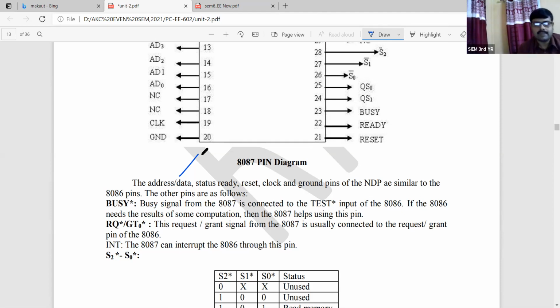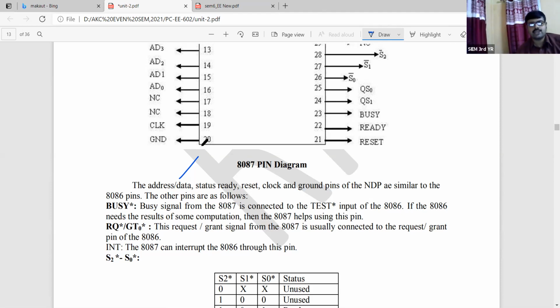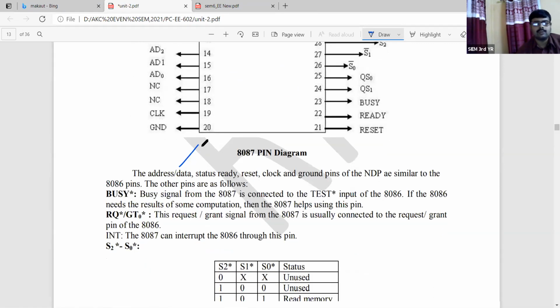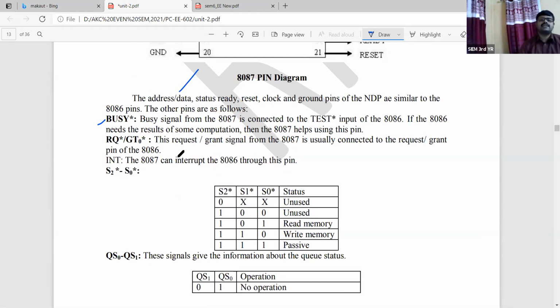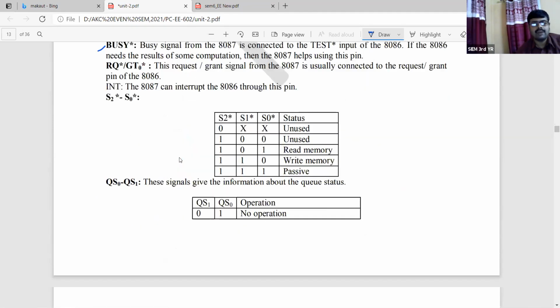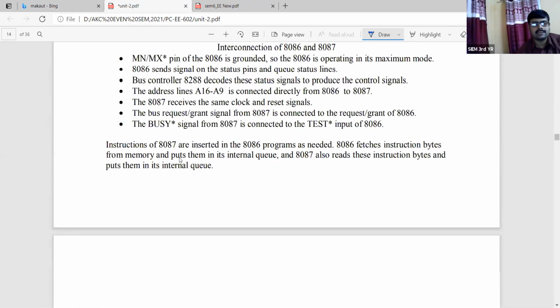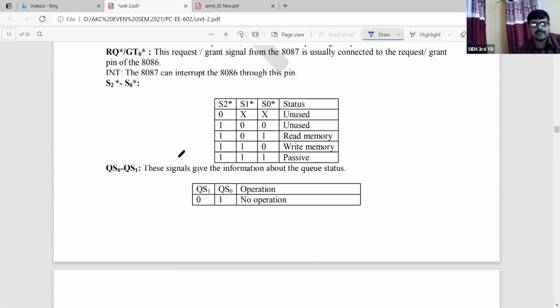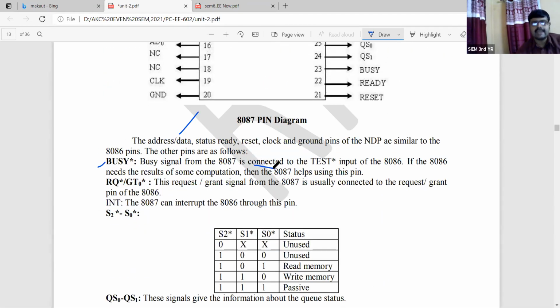The other pins, that means the extra pin configuration that we are getting, we will discuss now. So BUSY, the BUSY signal from the 8087 is connected to the test input of the 8086. If we remember the 8086 pin diagram, we have found there was a pin that is called the test pin. So in the test pin configuration, the 8087 is connected to the test input of the 8086.